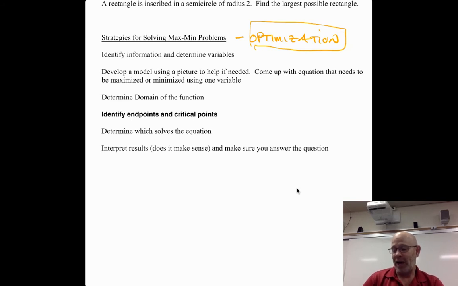So the idea is we're going to try to set up an equation, right? So you identify the information, determine your variables. You develop some sort of model, draw a picture. Pictures are very helpful, give you what those variables are. And then you come up with some sort of equation based on the question that needs to be minimized or maximized. The key thing is using one variable.